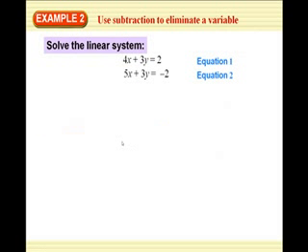Alright, so check this one out. It says use addition or subtraction. This time my y's, look at my y's, 3y and 3y. If I add them, I would get 6y. But if I subtract them, they're going to cancel each other out. So if I subtract these, I also have to subtract everything here. So 4 minus 5x is negative x. These cancel out. 2 minus negative 2 is positive 4. So x in this case would equal negative 4.